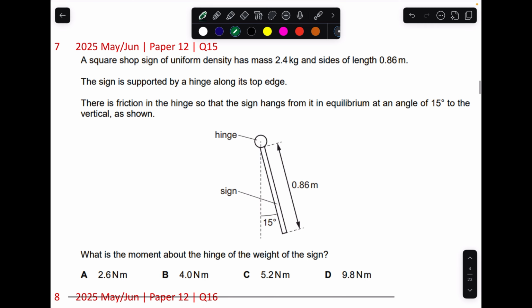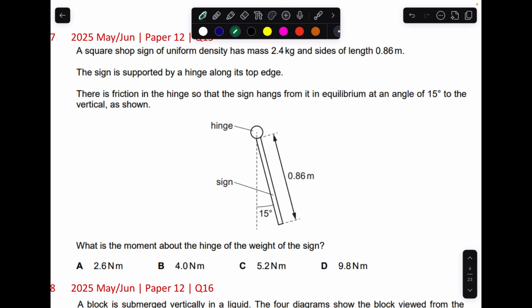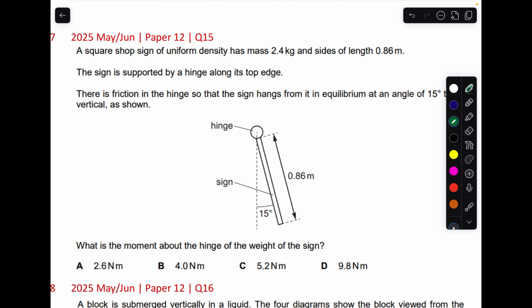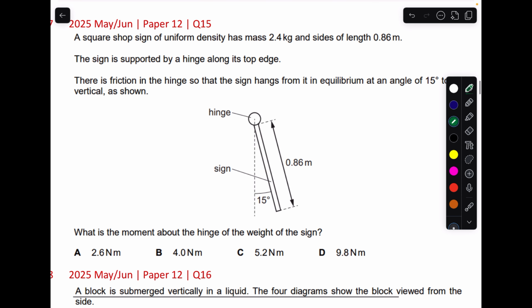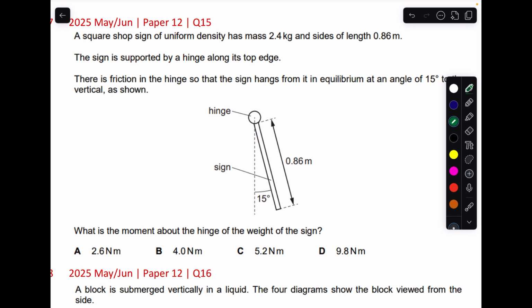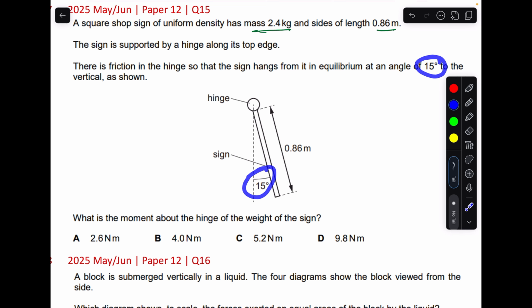In the next question, a shop sign of uniform density has a mass of 2.4 kg and a side of length 0.86 m. So we have a mass, we have a length. The sign is supported by a hinge along its top end. There is a hinge. Okay. There is friction in the hinge so that the sign hangs in equilibrium at an angle of 15 degrees. So this is the angle that is given. What is the moment about the hinge of the weight of the sign? So we have to find the moment because of the weight.